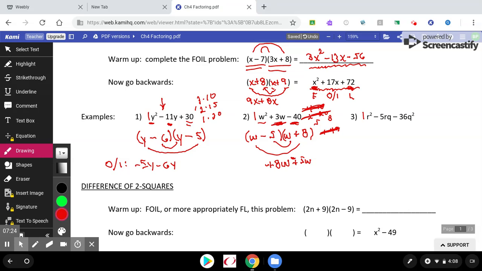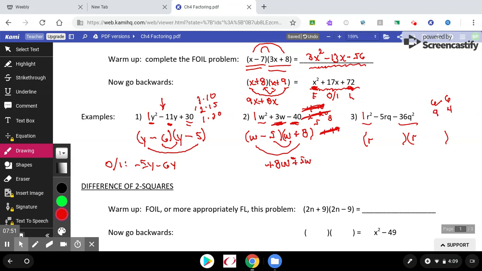All right, last one, number 3. Two parentheses. I got an r squared. I got to go r times r to get that. On the other end, I got a 36q squared. So you can start thinking ahead on this. Well, how do you get 36? 6 times 6. Well, that's not going to get me a 5 in the middle. How about a 9 and a 4?